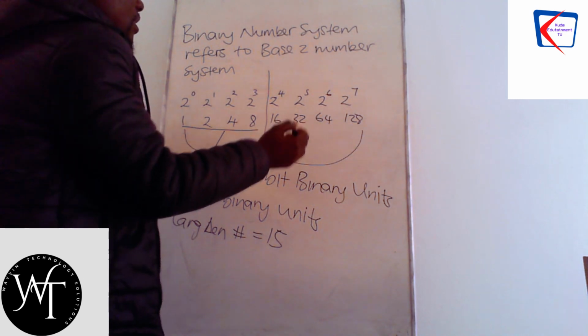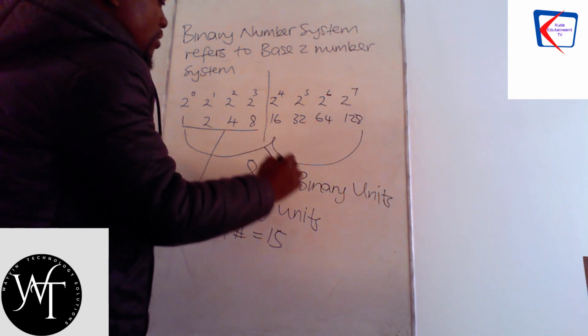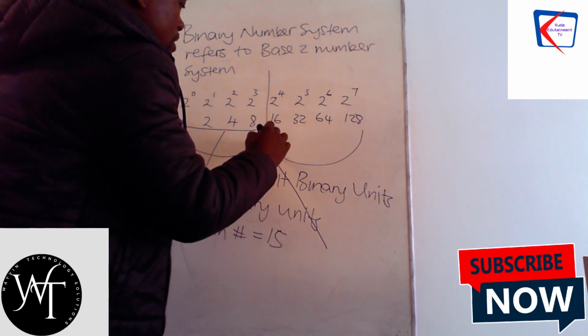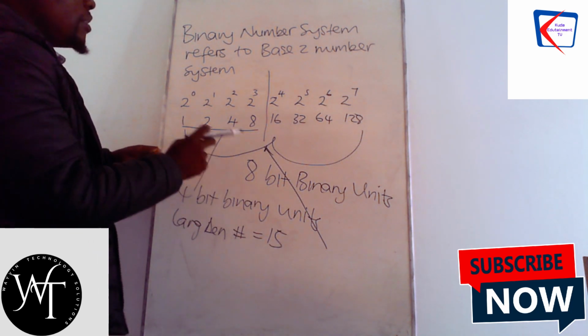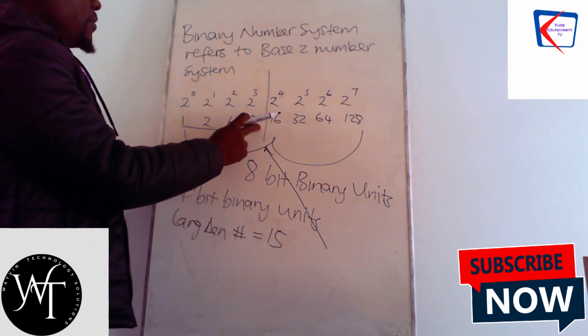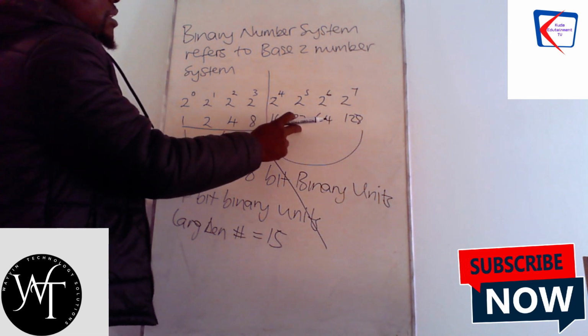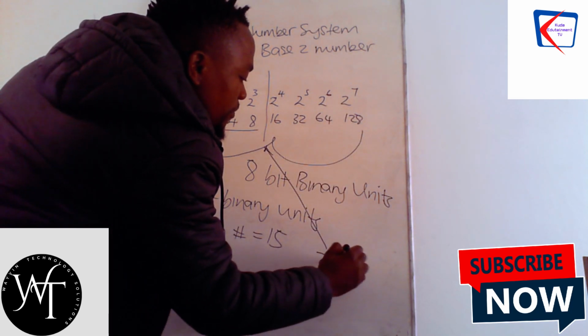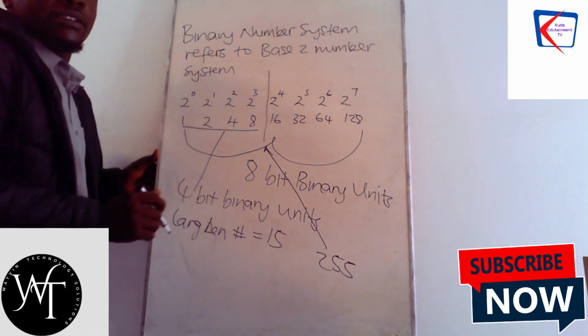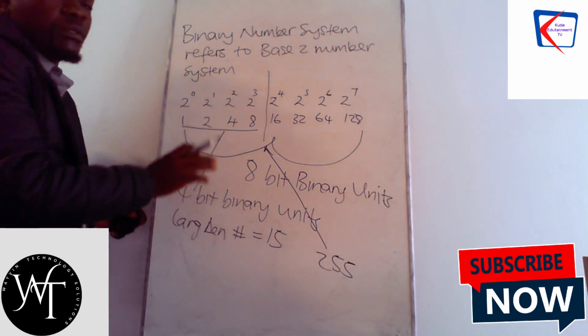And then the largest denary number that we can get out of an 8-bit is 255, right? Because we are adding here, we have 15 plus 16 plus 32 plus 64 plus 128. It should give us 255, right? So let us proceed. Let me show you now the workings.